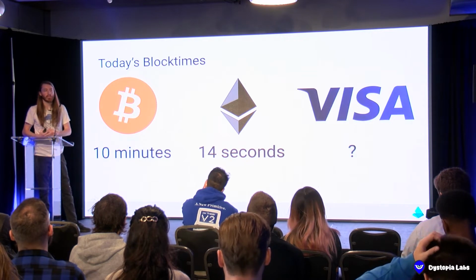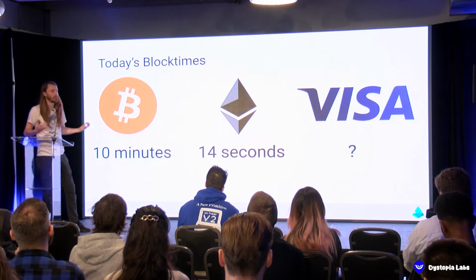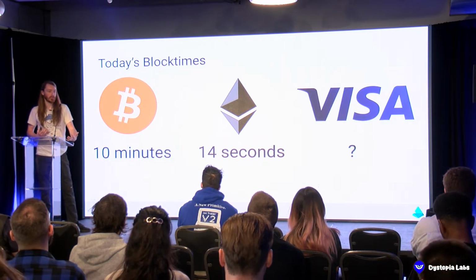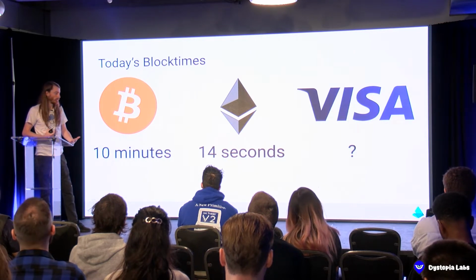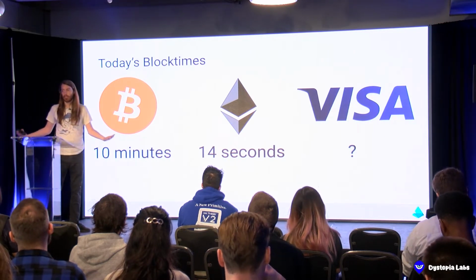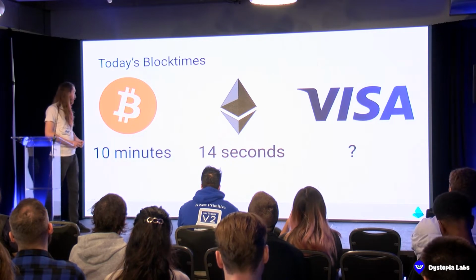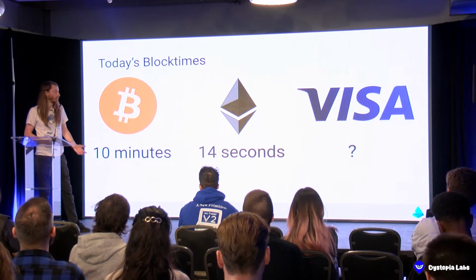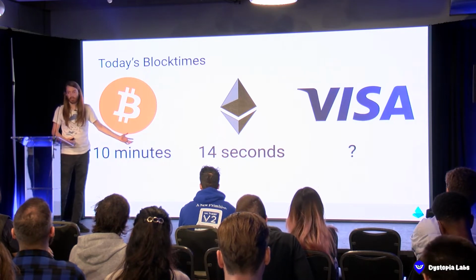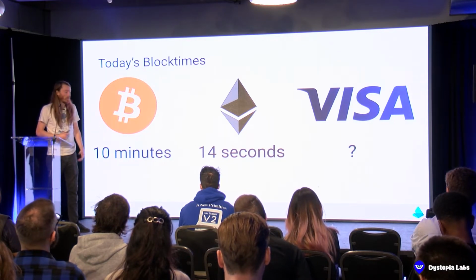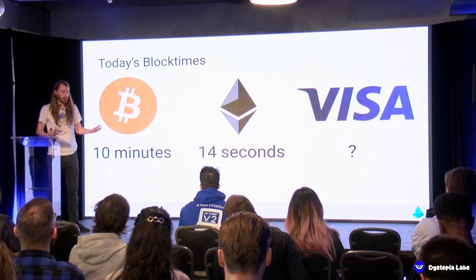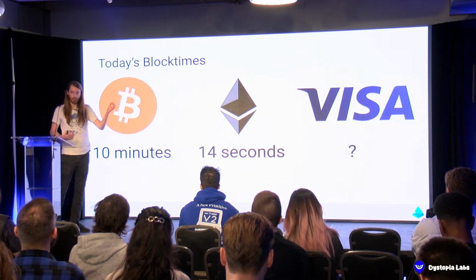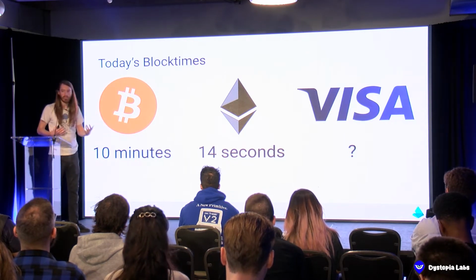The other part of it has to do with block times. When I submit a transaction, what is the typical minimum time that I can get my transaction included? In Bitcoin, it takes 10 minutes for a block to be produced. In Ethereum, it's about 14 seconds. And Visa, I don't know, I couldn't really figure this out. When you're at the grocery store and you do a transaction, it takes like 4 seconds or whatever.